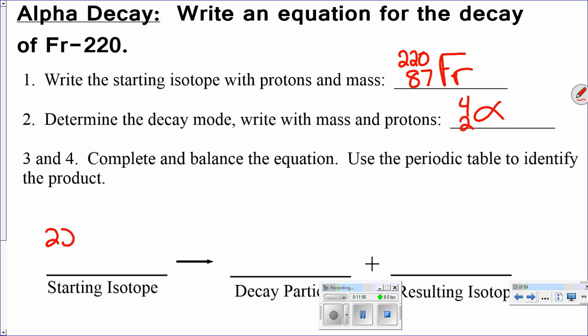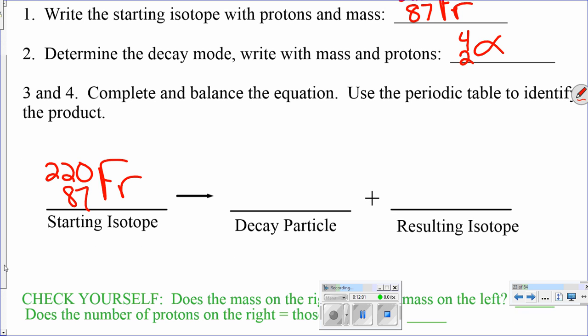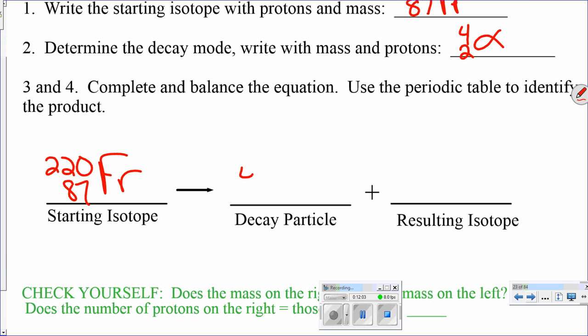We're going to start with our reactant, the starting isotope. We have our arrow. We're giving away the decay particle. You can show this as a helium if you're not comfortable writing your little Greek letter. It doesn't matter what you do. Now for our resulting isotope, remember this is functioning like algebra. Everything has to balance. Francium used to have a mass of 220. It lost 4. Now it has a mass of 216. Francium used to have 87 protons. It lost 2. Now it has 85.